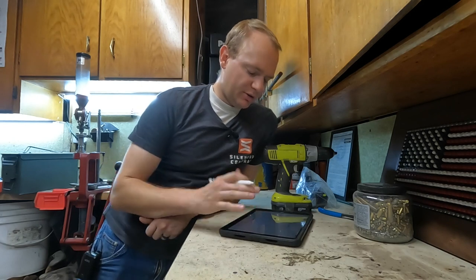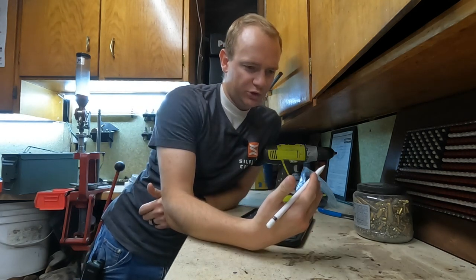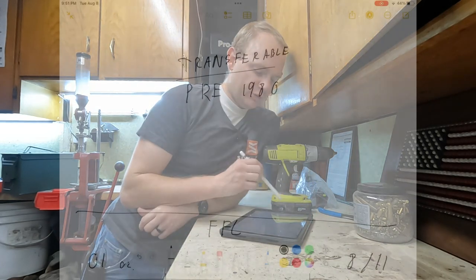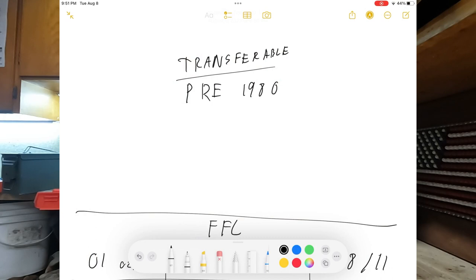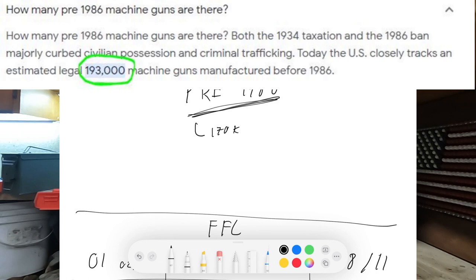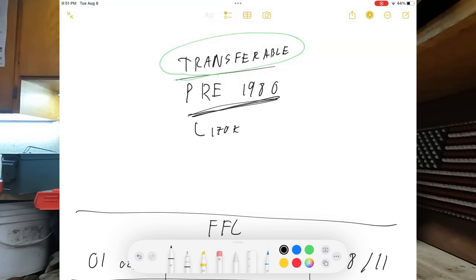Okay, so essentially there are two primary methods in which you can go about getting fully automatic weapons as a civilian. The first one is the easiest but the most expensive, and it is to go out and obtain what's called a transferable machine gun, or transferable full auto. These are machine guns that were made in the United States before 1986. Unfortunately, there are only about 170,000 of them in existence. I'll put an exact number on the screen of how many there actually are because I can't remember, which means there's a limited supply, which means they are extremely expensive.